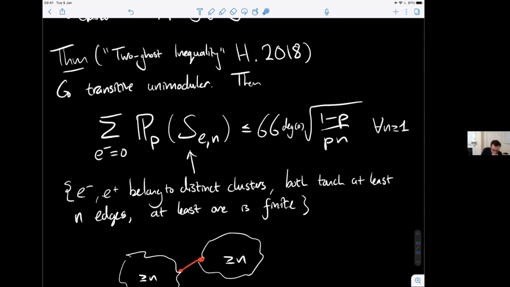And secondly, it works directly with volumes of clusters instead of radii. So as a result, it's actually stronger than the original Newton.